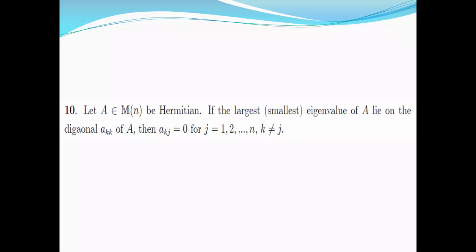Yes, sir. We can take the vector as x equals ek. Then Ax is equal to akk ek. And we will take the transpose, then it will be ek star A star. A star is A. And that is equal to akk x star.